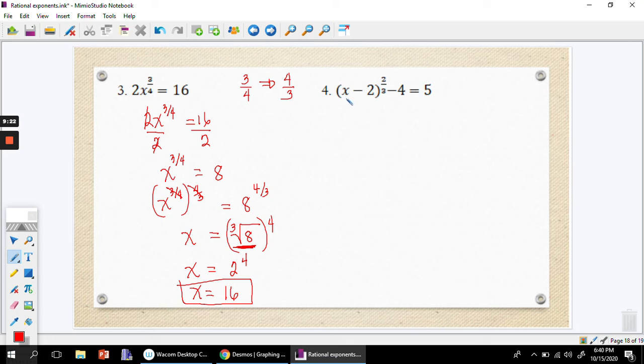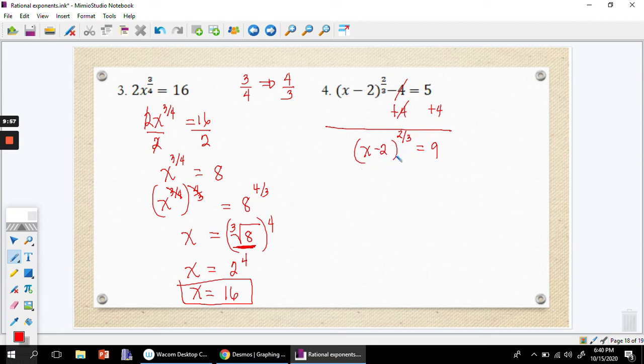Same thing, we have to isolate x. So the first expression that we need to eliminate is -4. So we add 4 to both sides. This becomes 0. So x minus 2 raised to 2/3 is equal to 9. Right? And then we cannot add 2 to both sides. Okay? This is a common mistake. You cannot do that since you have parentheses.